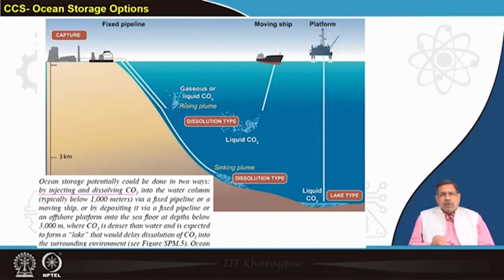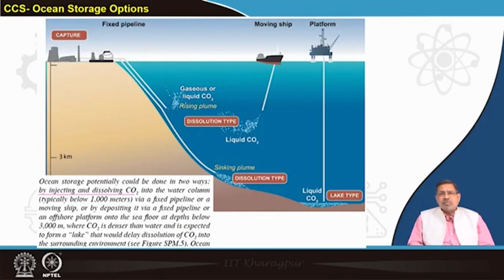Beyond 1 kilometer depth, you take it by ship. The ship will take it beyond and deposit it via a fixed pipeline or a kind of offshore platform that takes it to a greater depth, you can say 3 kilometers or beyond, where the liquid carbon dioxide, you can see, is formed.